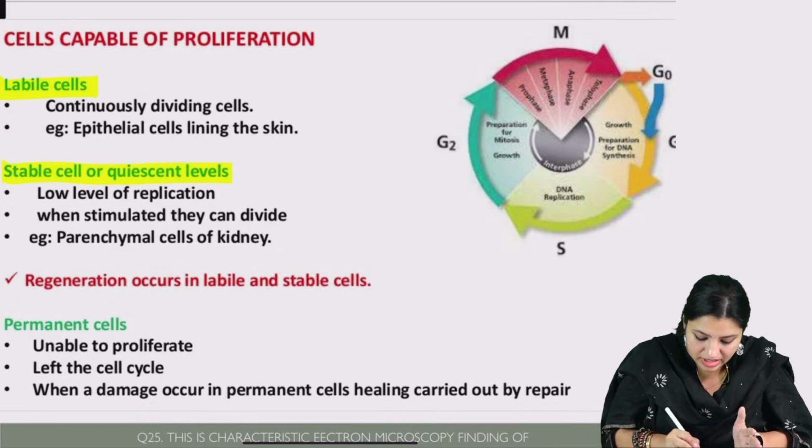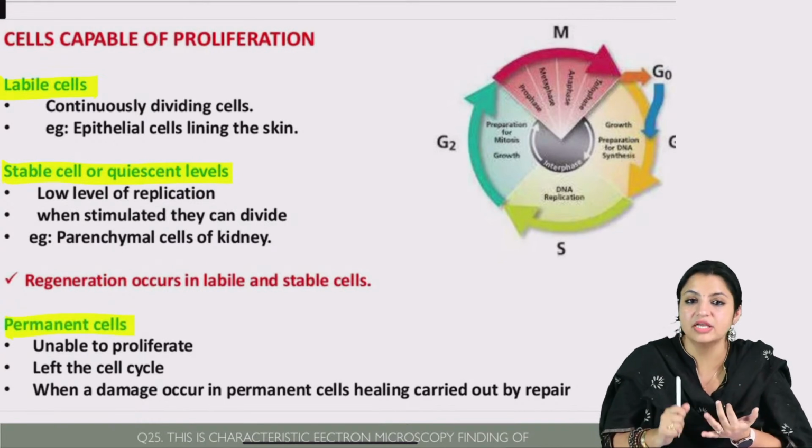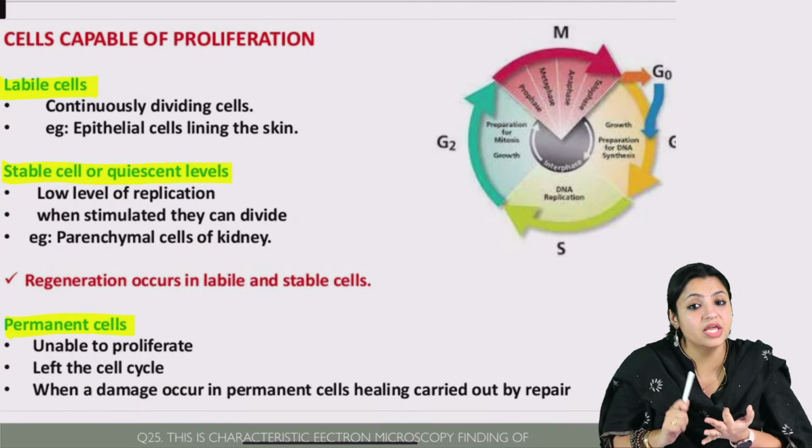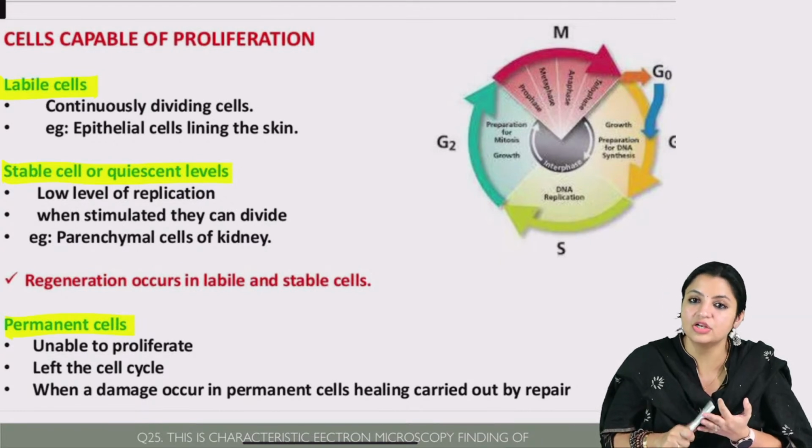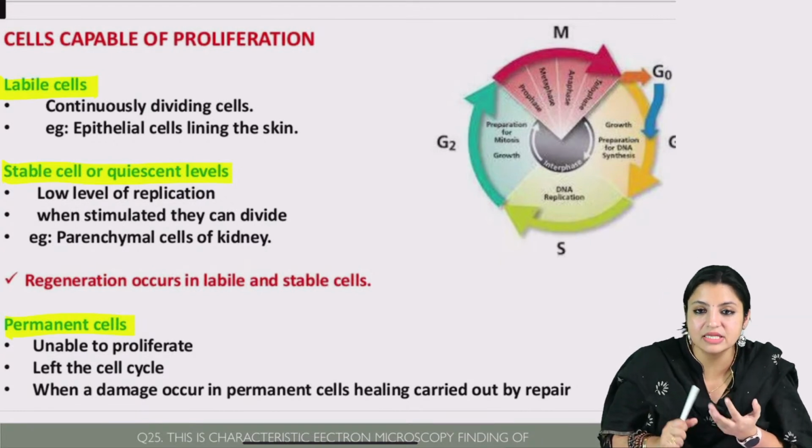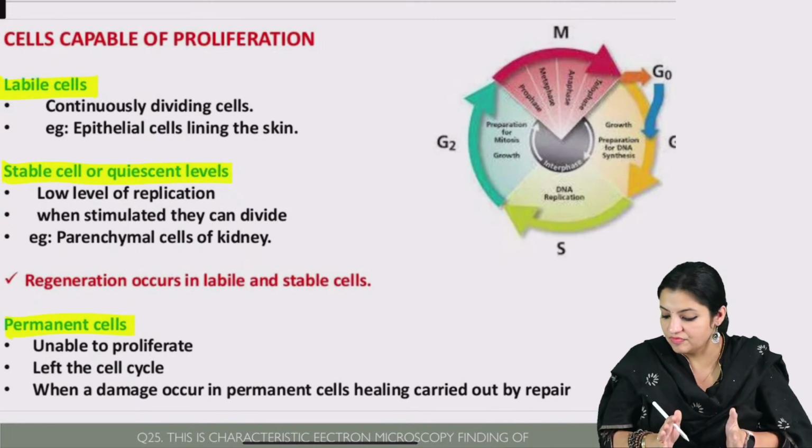Now there are permanent cells which are not able to divide, they have left the cell cycle, and whenever healing occurs in these cells, it will always occur by repair. That is, extracellular matrix will be formed and a scar will be seen, okay?